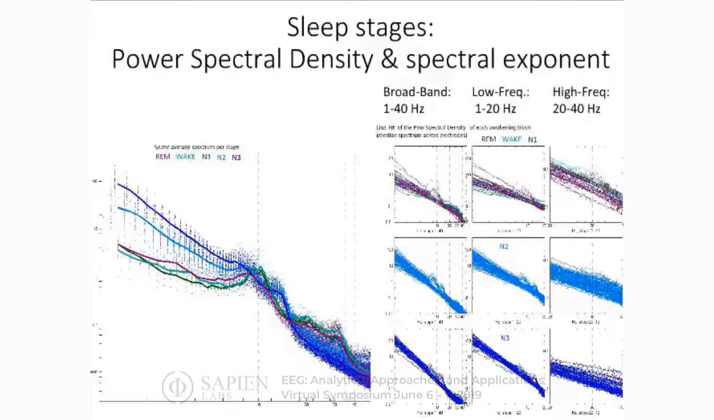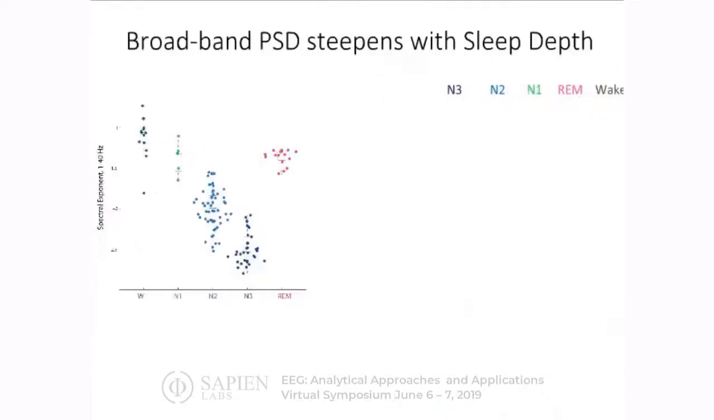So we asked again, is the spectrum steeper with sleep depth and unconsciousness? And well, the brief answer is yes. Indeed, this is a grand average power spectrum for the overall band and for the two different bands.